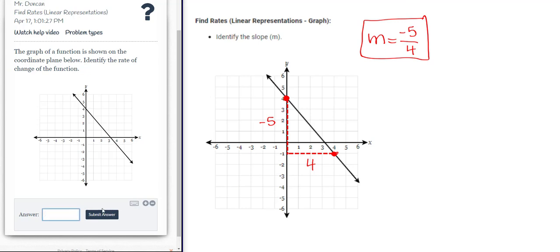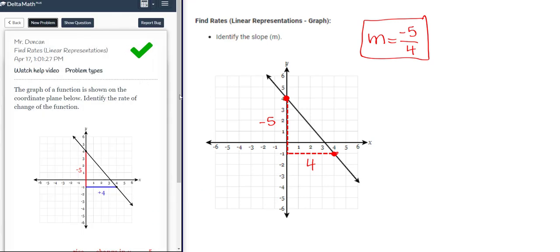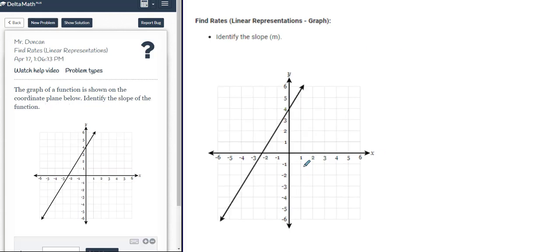So let's see, -5/4. Let's see what Delta Math says. Green check mark is good. Red X. And notice they did the same thing I did. But again, all you have to write down is m equals -5/4. You don't have to draw this. I drew this just to show you what's happening. All right, so the next question.